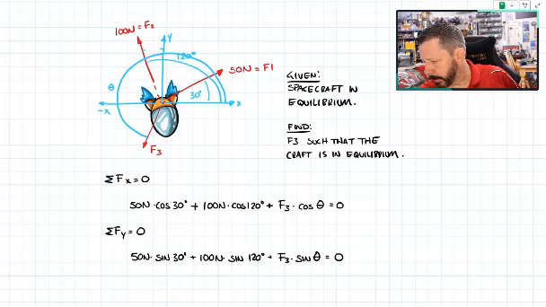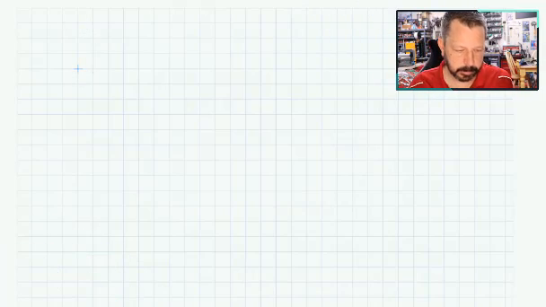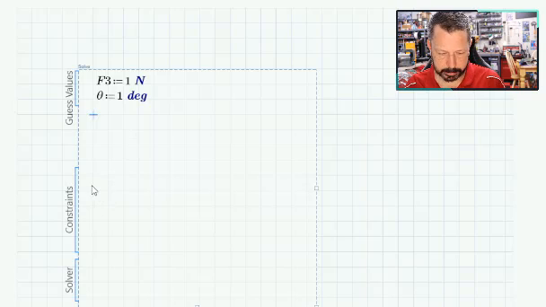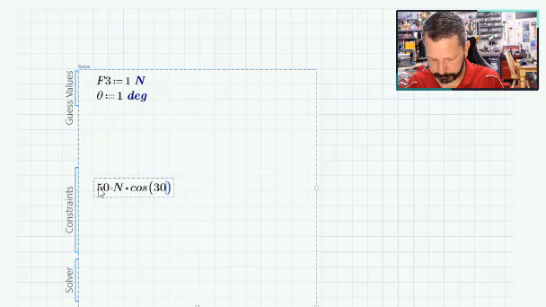So let's go over to MathCAD real quick. We need a solve block, don't we? We've got F3, we'll give it a value of 1 newton, and theta has a value of 1 degree, we'll say. All right, and the equations we're going to put in here are 50 newtons times cosine of 30 degrees.